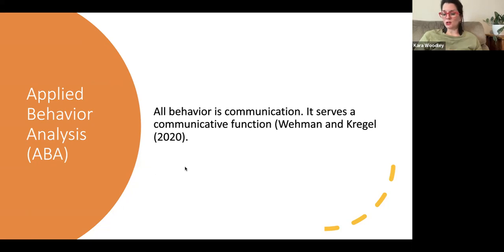All behavior is communication. It serves a communicative function. This is from Women and Kriegel. Looking at the idea that all behavior is communication, when you start to look at your students that way, we understand that our students are trying to communicate something to us. Any behavior that we see, positive or negative, is communicating something to us. We do it as adults as well. If you start with that picture, it can help change our mindset about how we work with students in the classroom. So I just want to start there.